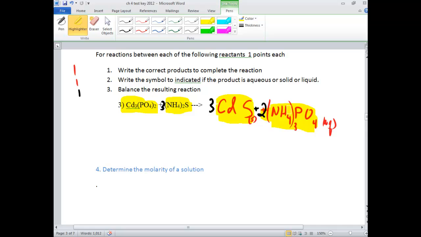And then we're going to write the symbol to indicate if the product is aqueous or solid or liquid. So ammonium phosphate is soluble in water, so that's going to be aqueous, and cadmium sulfide is not going to be soluble in water, so we're going to call that a solid. And then we're going to balance the reaction, and this reaction is balanced with a 1, a 3, a 3, a 2 should balance the reaction.